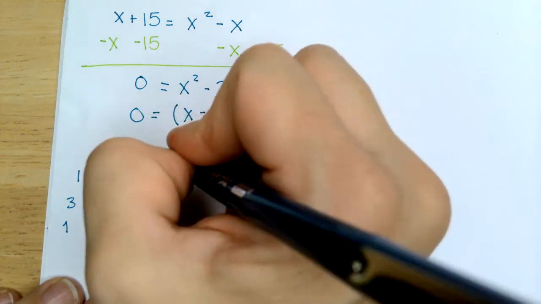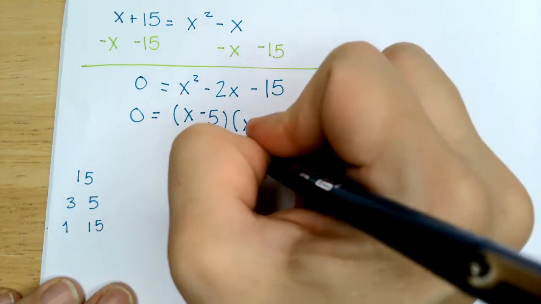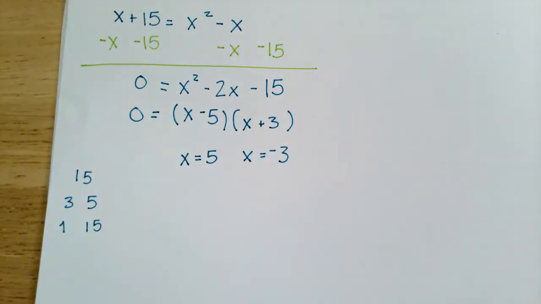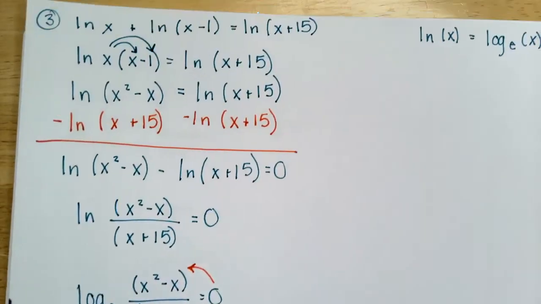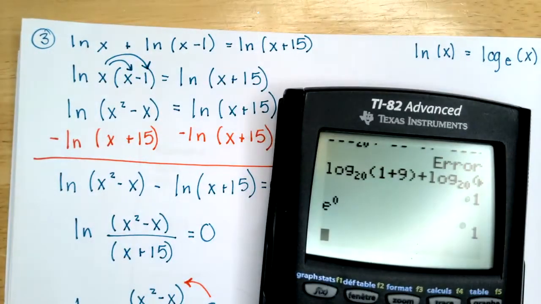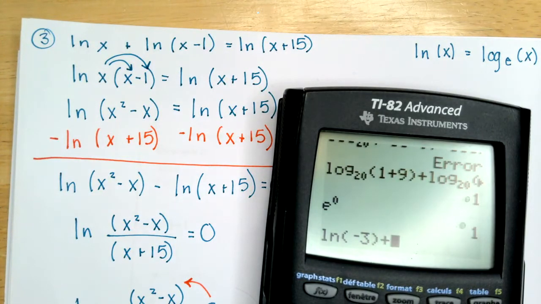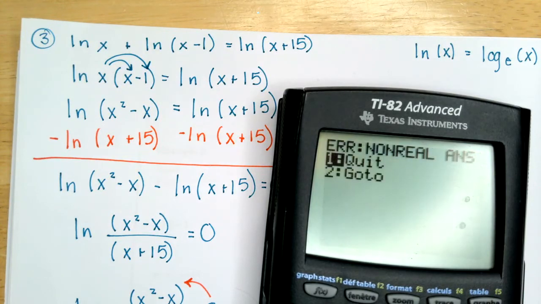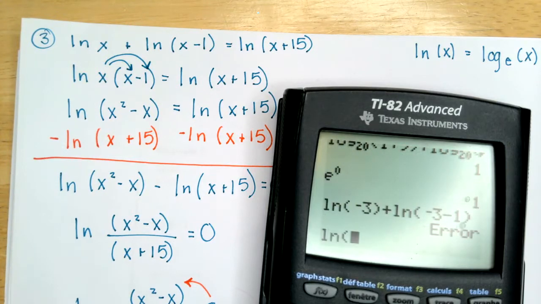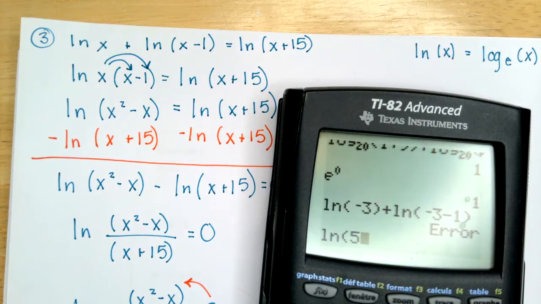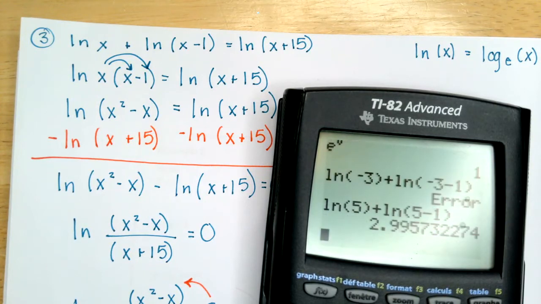So x minus 5 equals 0. So that means x is positive 5. Here, x is negative 3. Yeah? Check your answer. Negative 3. The natural log of negative 3 plus the natural log of negative 3 minus 1 equals a non-real answer. So we'll do it with 5. The natural log of 5 plus the natural log of 5 minus 1. And then on the other side, we have the natural log of 5 plus 15.